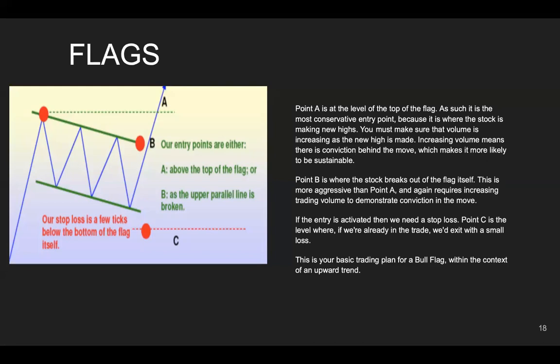If the entry is activated, then we need a stop loss. Point C is the level where if we're already in the trade, we exit with a small loss. Obviously, you're going to exit with an even smaller loss if you make it in the middle.